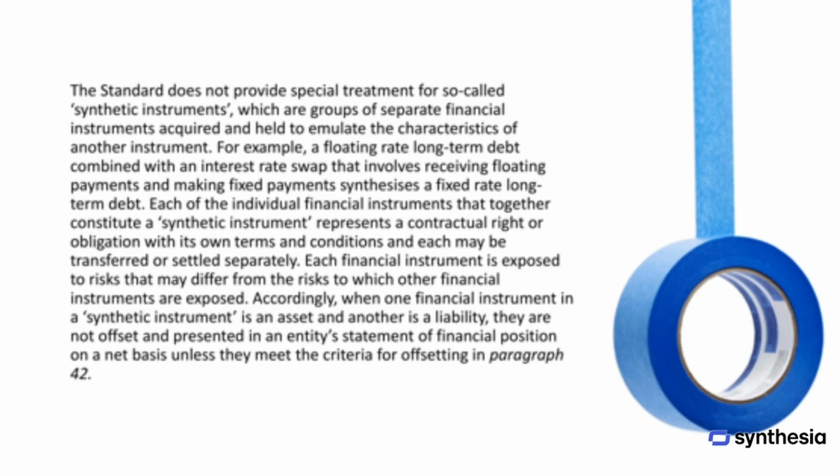Each of the individual financial instruments that make up a synthetic instrument has its own contractual rights or obligations, with its own terms and conditions. Each instrument can be transferred or settled separately, and each is exposed to risks that may differ from the risks affecting the other instruments in the group. As a result, when one instrument in a synthetic arrangement is an asset and another is a liability, they are not offset against each other and presented on a net basis in the statement of financial position unless they meet the offsetting criteria described in paragraph 42.